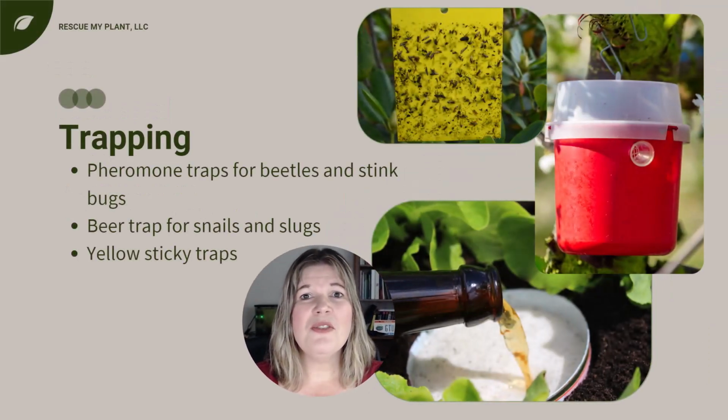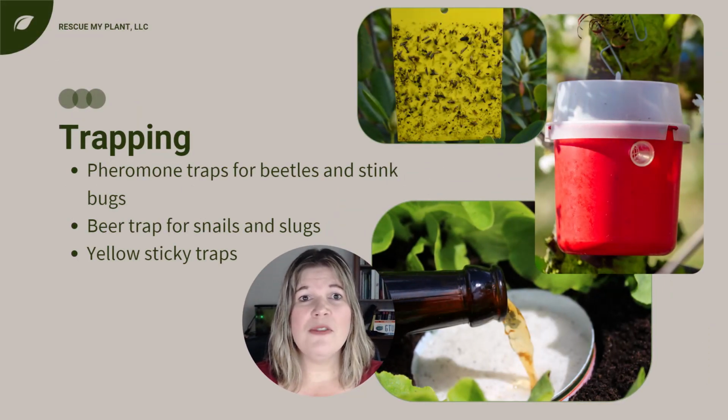You can also trap insects. There are pheromone traps for a variety of pests, including Japanese beetles and stink bugs. These traps are often brightly colored to attract the pest. Pheromones attract the pests, so you don't want to keep these traps inside of the garden. There are also instructions on the internet for DIY traps that you can make yourself.